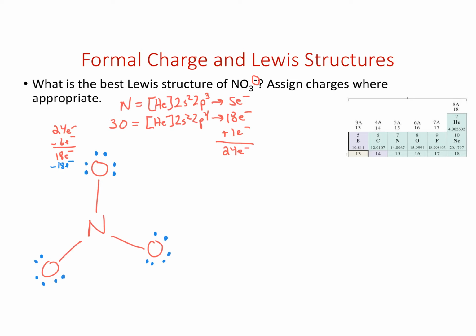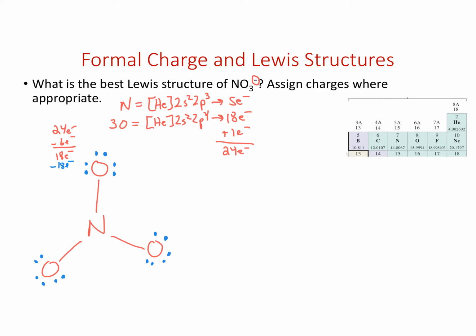I had to assign. I've filled the octet for oxygen, but we should stop and say, wait a minute. If I look at nitrogen, nitrogen only has 6 electrons assigned to it. So number 1, nitrogen is breaking the octet rule. If we didn't catch that mistake, the other thing we could do is determine formal charge. So let's look at the formal charges.